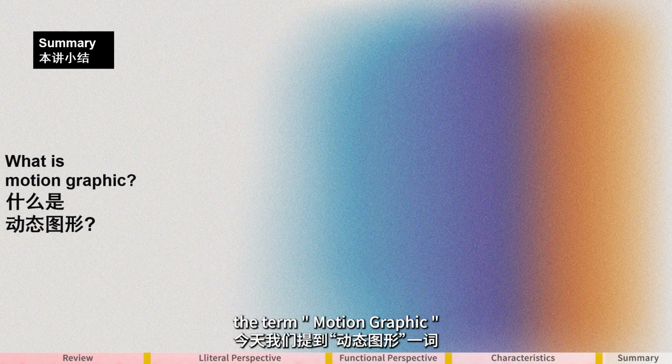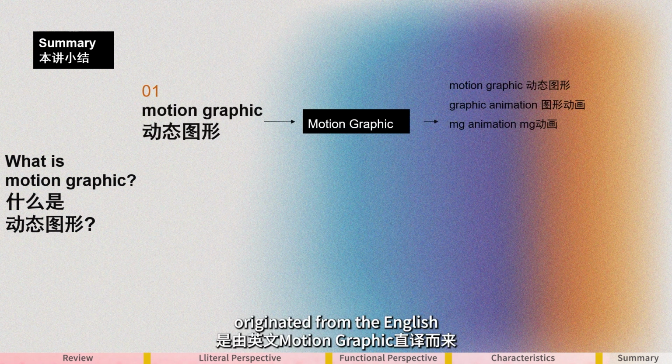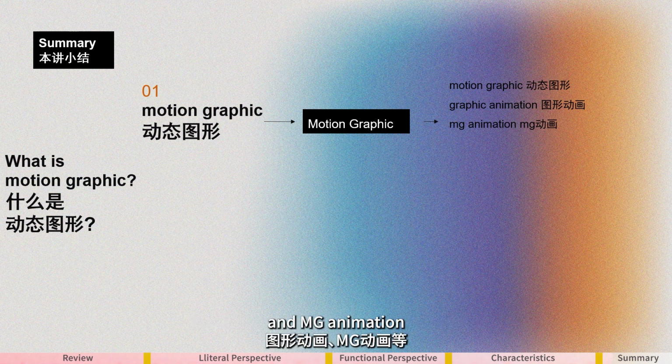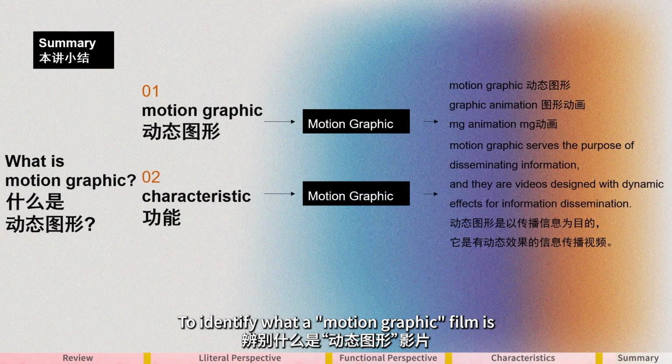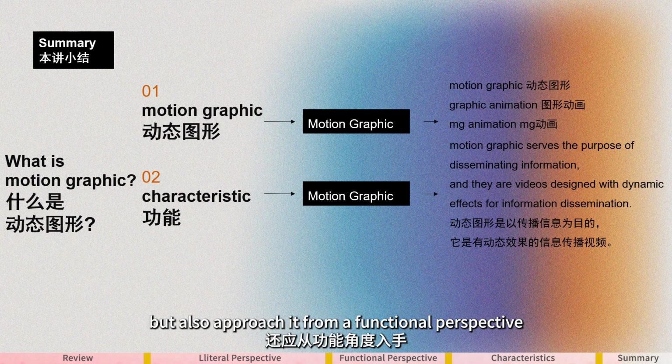Summary. Let's record the content of this section together. We have learned, first, the term motion graphic originated from the English. It can be referred to as graphic animation and MG animation. Second, to identify what a motion graphic film is, we should not solely interpret it based on its literal meaning, but also approach it from a functional perspective.